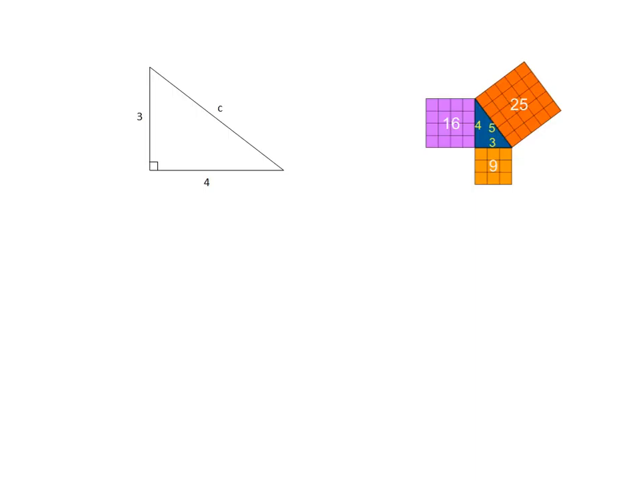All right, so here we have a right triangle, and we know it's a right triangle because of the right angle in the corner. The two legs of the triangle are 3 and 4. All right, so if we square the 3 and we square the 4 and add those together, that would equal the square of the hypotenuse, or the longest side.